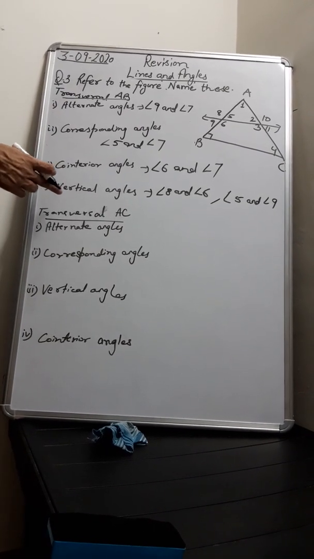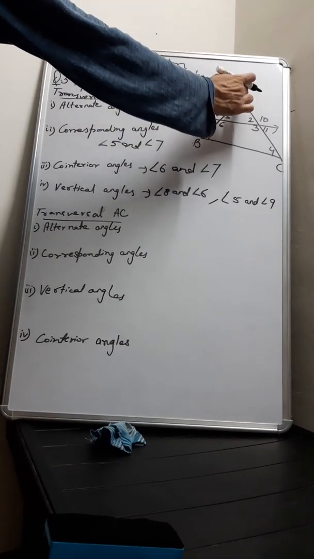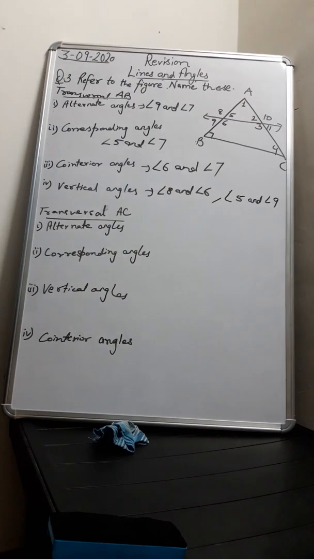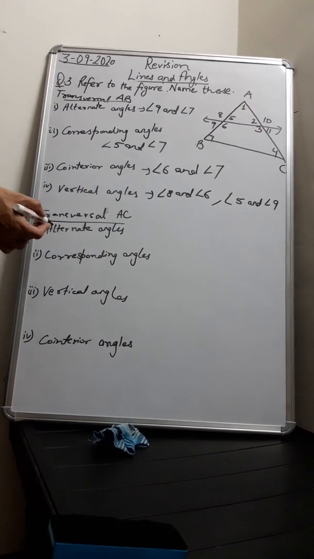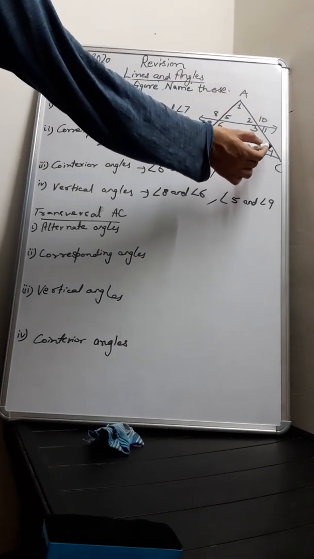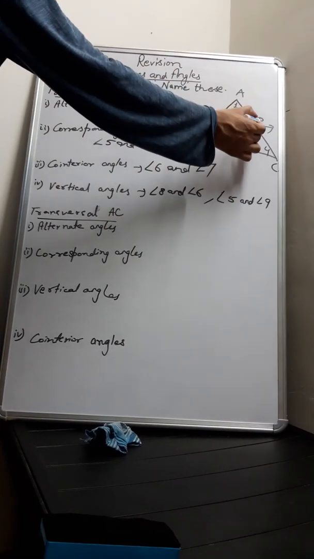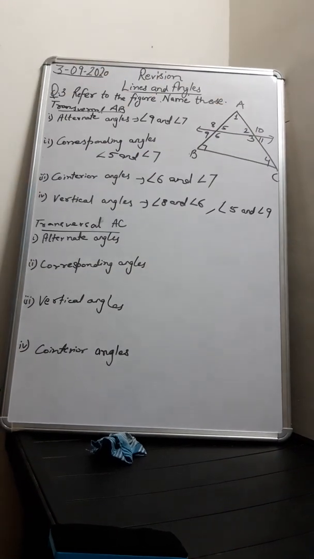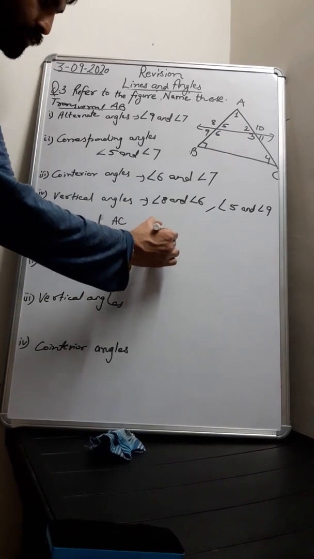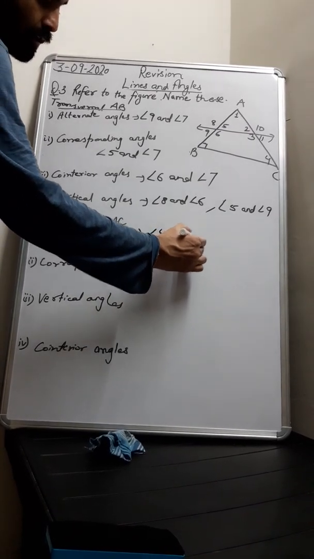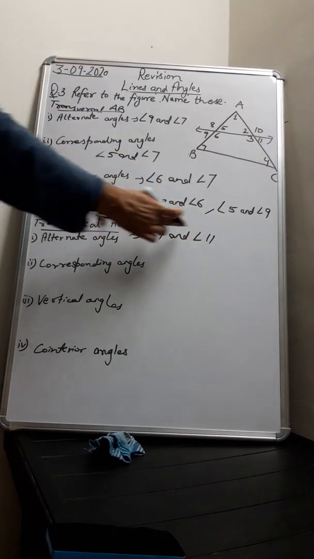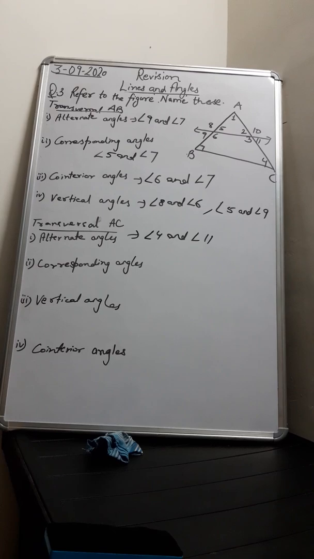Now we are going to take transversal AC. Transversal AC is this, and again we can see here this transversal is forming a line. So alternate angles will be 11 and 4. 11 is outside and 4 is interior, and they are going in reverse direction. So it will be angle 4 and angle 11. Angle 4 is inside and angle 11 is outside. This pair will be alternate angles.